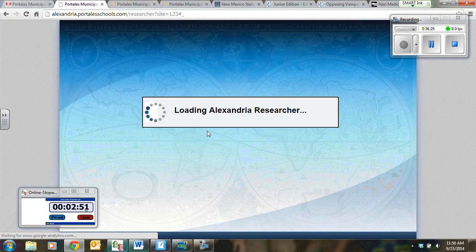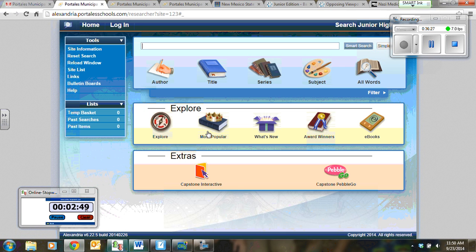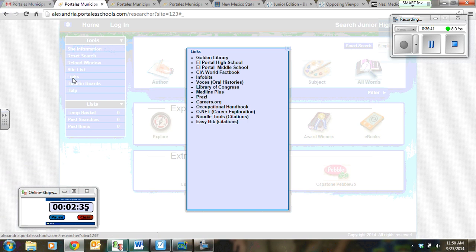This takes you to the catalog. So for instance, if you wanted to look for some books in your library, this is the site that you would go to. Okay? So even at home, if you think of something, I wonder if our library has it, you could look it up. Okay? Then over on the left side where it says links, there are a lot of different links on here.